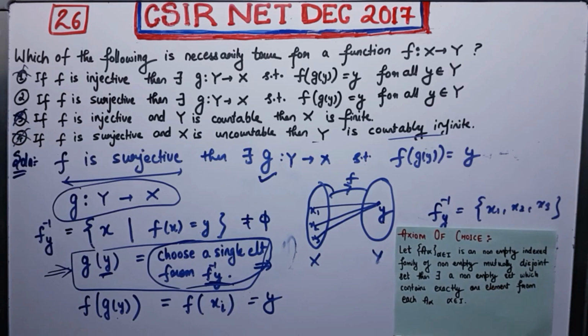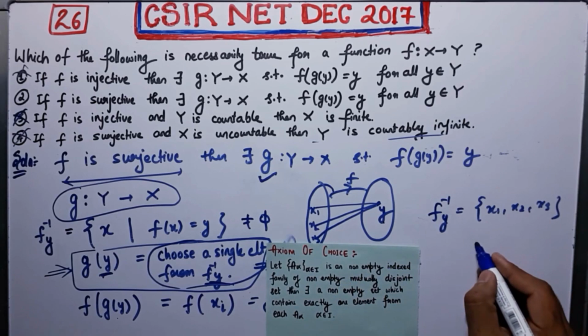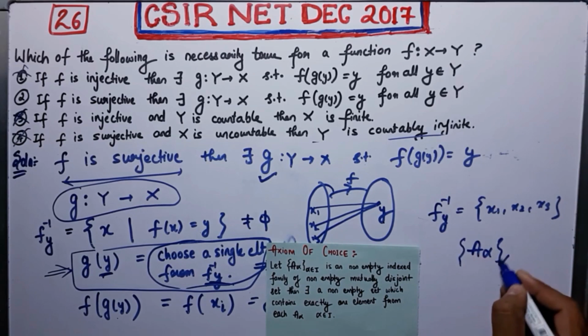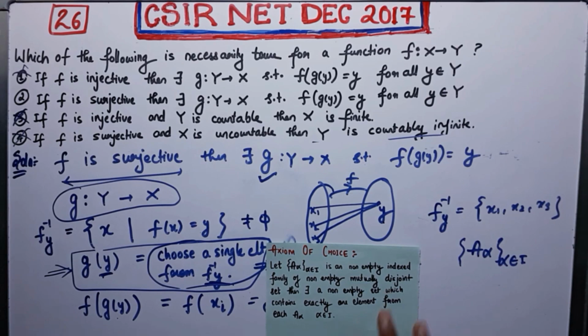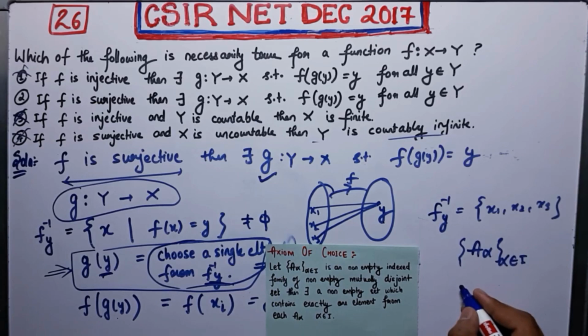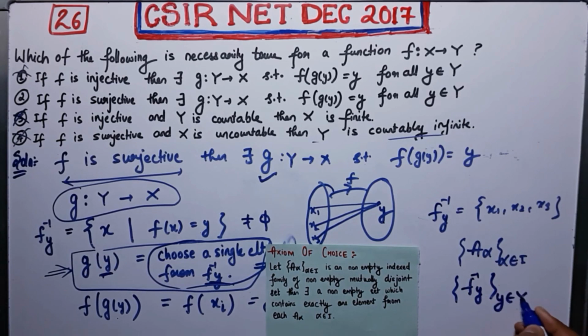Okay, now see, what is this axiom of choice? It says that if A alpha, okay, this is a family. If A alpha is a non-empty indexed family of non-empty mutually disjoint sets, then there exists a non-empty set which contains exactly one element from each A alpha. Now what is your A alpha in your case? The A alpha in your case is f inverse of y. This is A alpha where y belongs to capital Y. Okay, this is the family that I am taking.